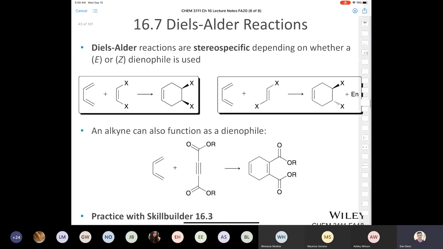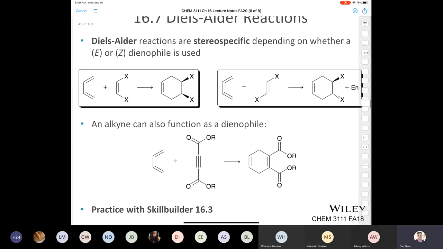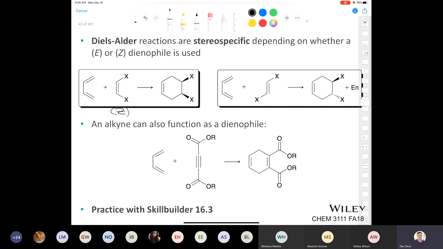Okay, another thing about Diels-Alder reactions is that they're stereospecific, depending on whether you're starting with an E or a Z dienophile. If you start with a Z dienophile, this is Z, you're going to end up with your two groups from your dienophile being cis to each other. If you start with an E dienophile, you're going to end up with your two groups being trans to one another like that.